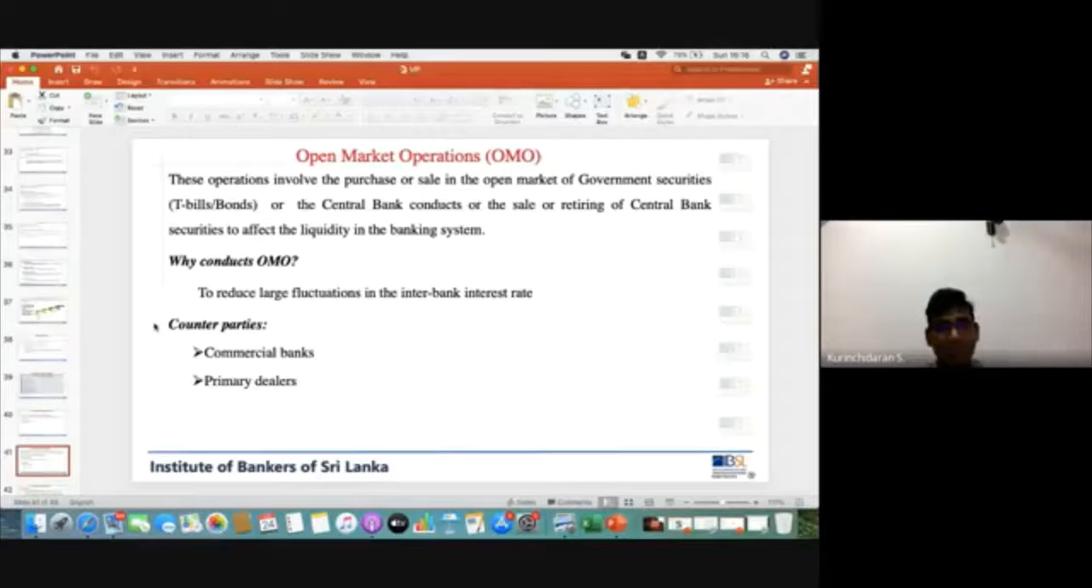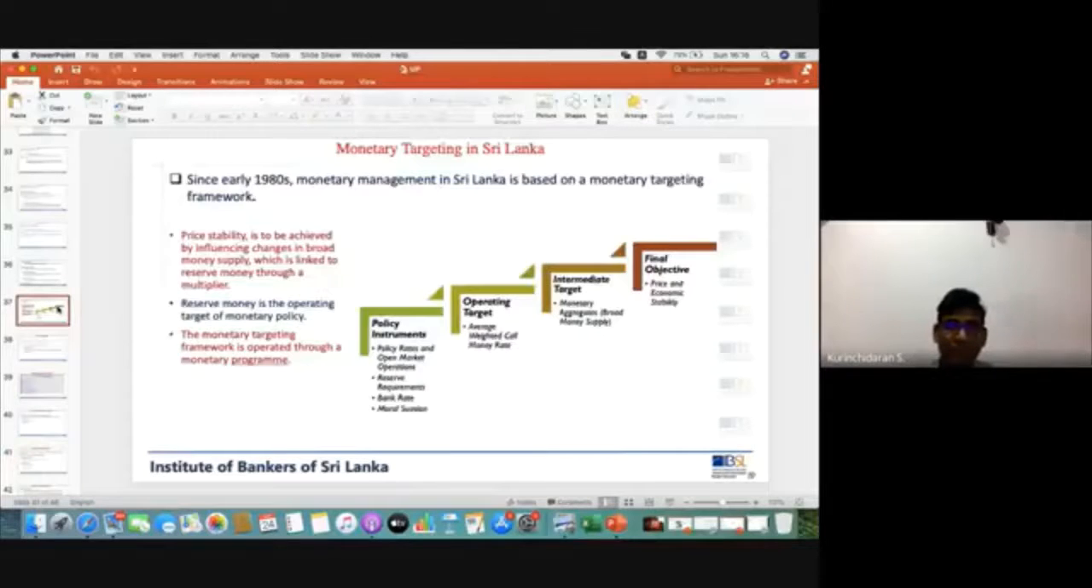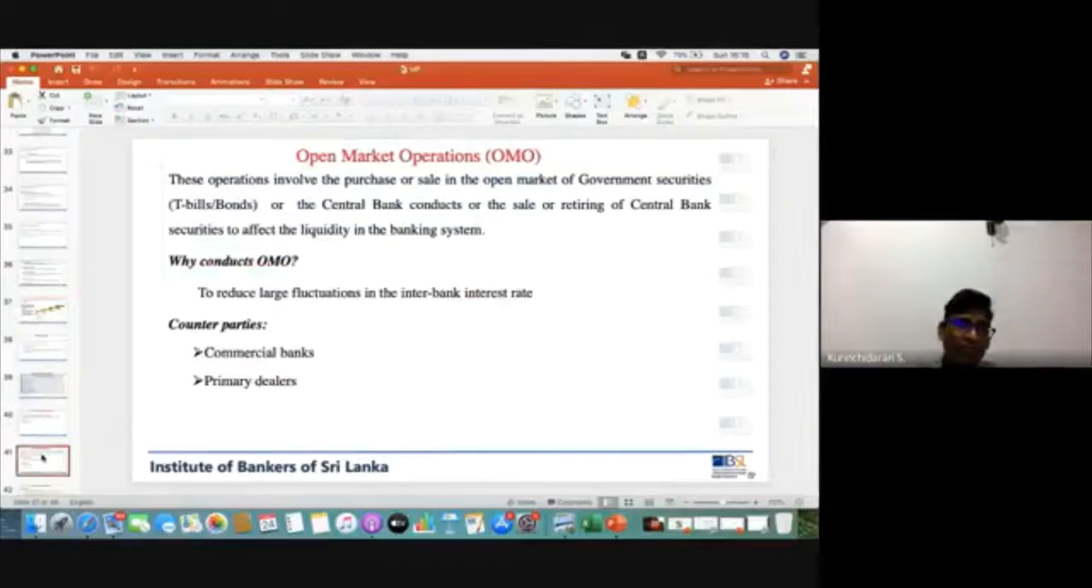Why is a central bank conducting OMO? To reduce large fluctuations in the interbank interest rate, right? In our chart we saw, you can see, the average weighted call money rate is our operating target, right? So the central bank tries to influence it. Who are the counterparties? Commercial banks and primary dealers. These are the two entities taking part in these OMO transactions.